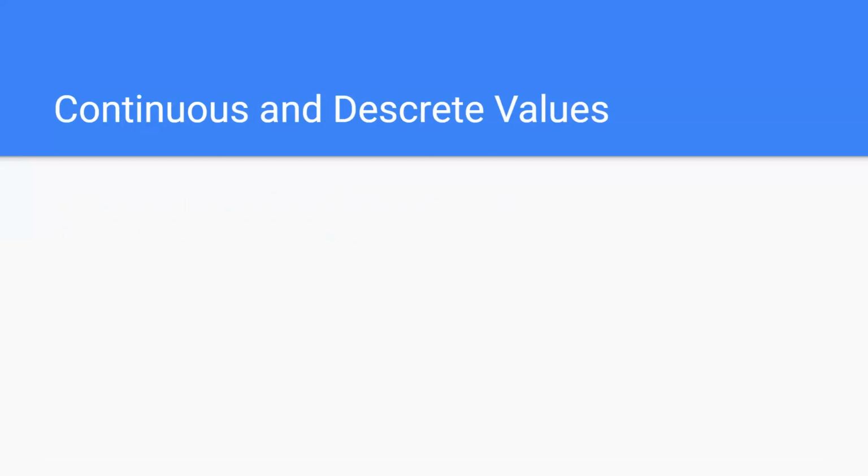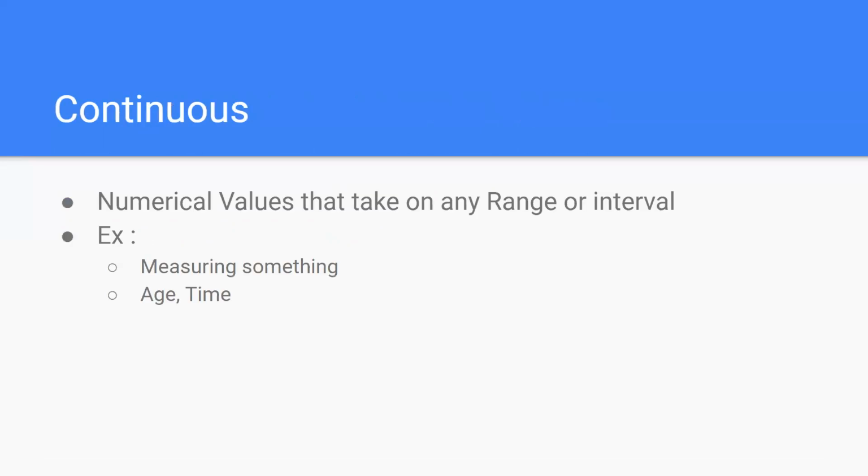So we will talk about continuous and discrete values. Continuous values are nothing but numerical values. For example, if you take age, age is continuous, right? Your age is continuously increasing, right? So this kind of data is called continuous data. Any numerical values that take on any range.